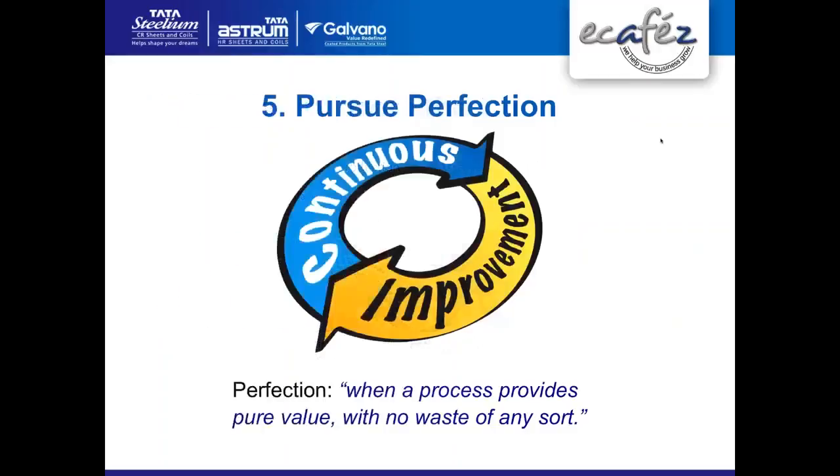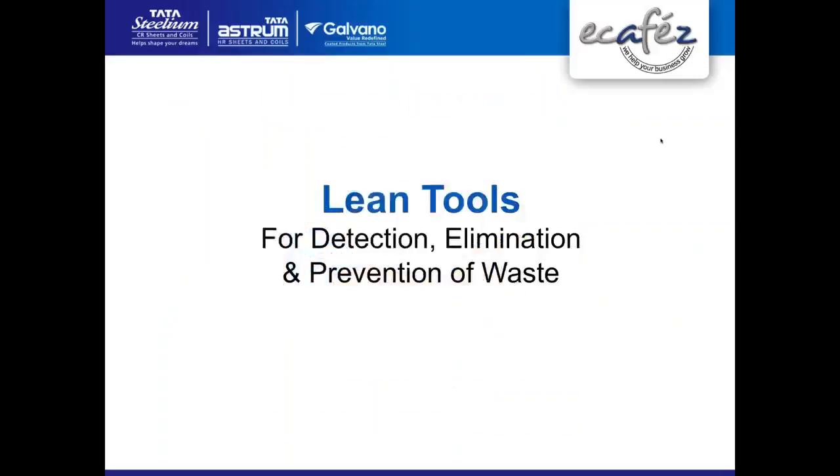And the fifth principle, as I mentioned, is a continuous journey. Lean is not a destination. It is a journey. It has to continuously improve so that we can go on improving every day towards perfection. So I have mentioned there is a three-step approach for implementing lean. First is the detection of waste. Second is the elimination of waste. And third is the prevention of waste. So how to do it?